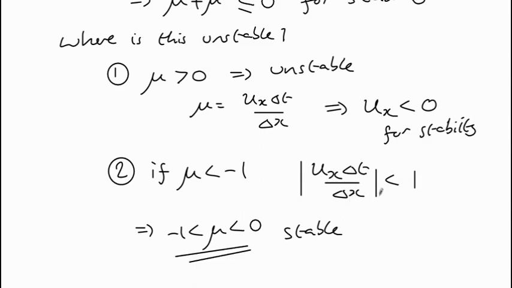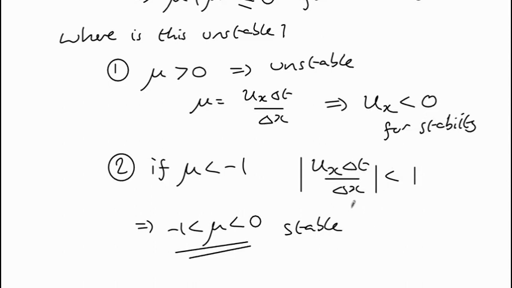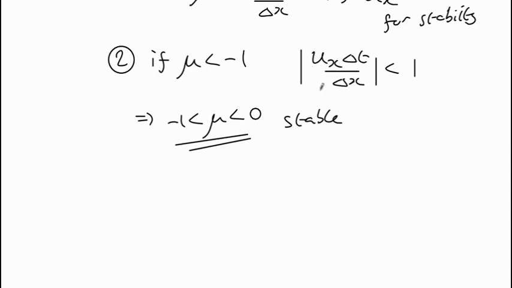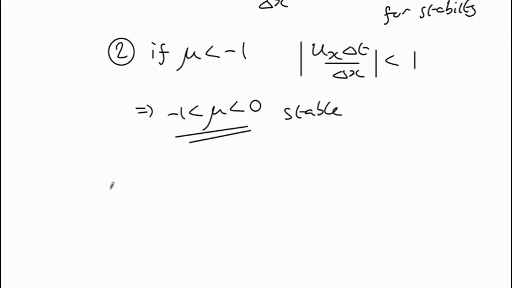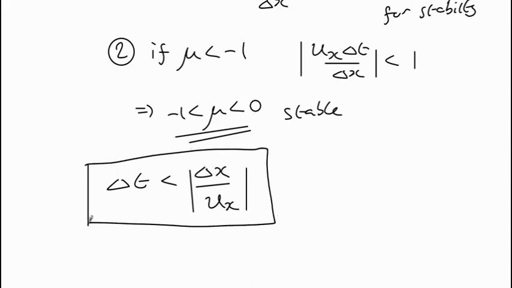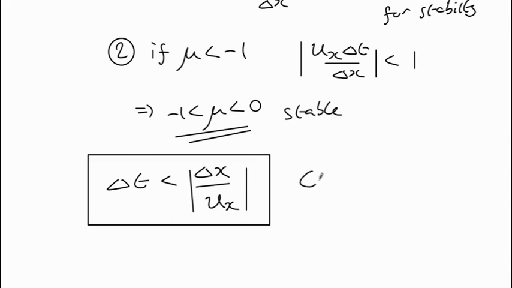And this is the CFL condition. You can write it several different ways, but one way of writing it is, if you see it as a restriction on the time step, that delta t must be less than delta x divided by ux with a modulus sign, because ux could of course be negative. So this is the CFL condition.